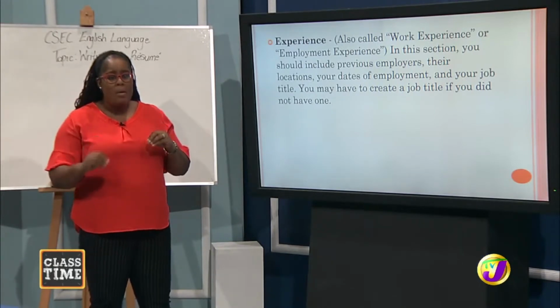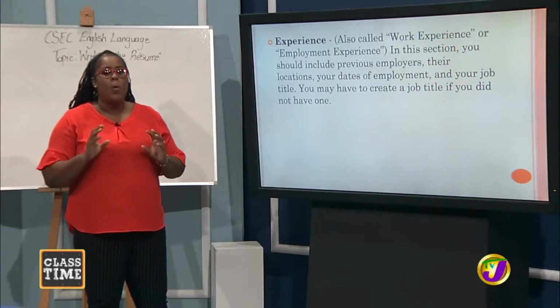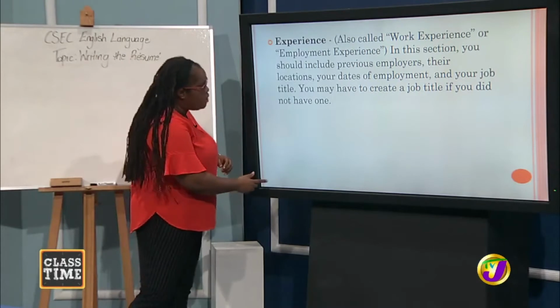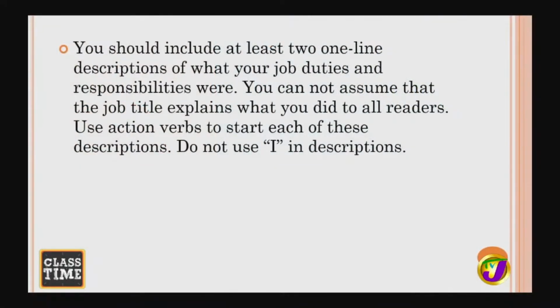Our ultimate aim is to get a call back. That is what we want. So we are going to be truthful. We are going to be honest. All right, moving on. You should include at least 2 one-line descriptions of what your job duties and responsibilities were. You cannot assume that the job title explains what you did to all readers. Use action verbs to start each of these descriptions. Do not use I in descriptions.